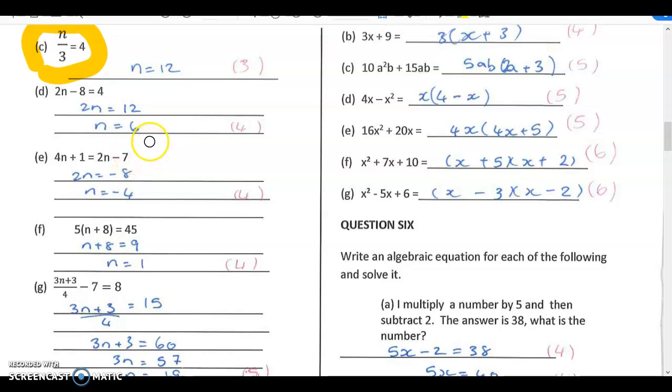If I take that to the other side of the equal sign, it becomes a minus 1. So I've got 2n equals negative 8. Now if 2 times the thing equals negative 8, and we divide by 2, n will have to be negative 4.